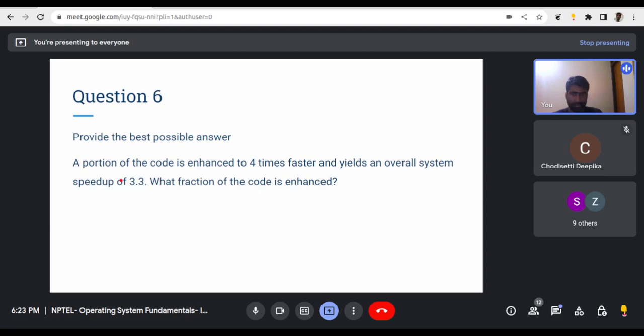By the way, can anyone tell me whether we can achieve an overall speed up of more than 4? That is not achievable, right? A fraction of the code is running 4 times faster, but at maximum what fraction of the code can it be? That is 1, the complete fraction.